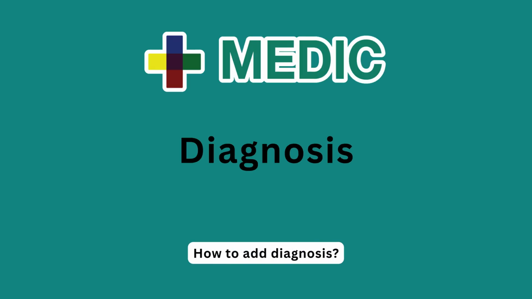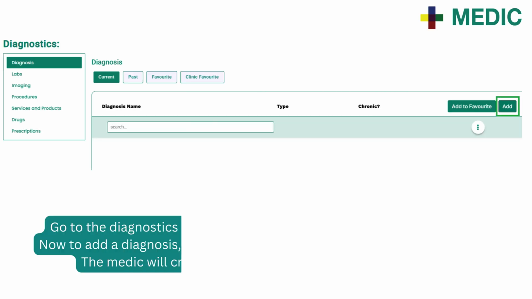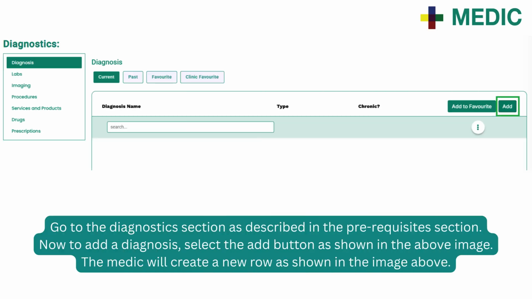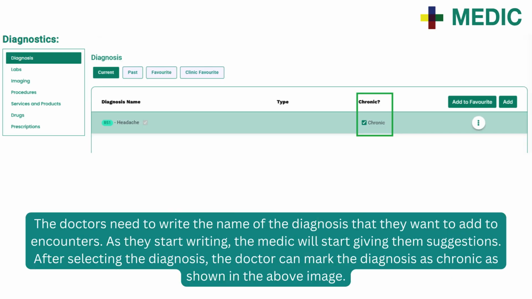How to add diagnosis. Go to the Diagnostics section as described in the Prerequisites section. Now to add a diagnosis, select the Add button as shown in the above image. The medic will create a new row as shown in the image above. The doctors need to write the name of the diagnosis that they want to add to Encounters. As they start writing, the medic will start giving them suggestions.